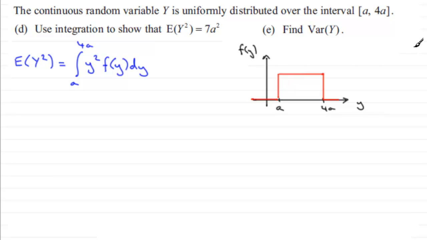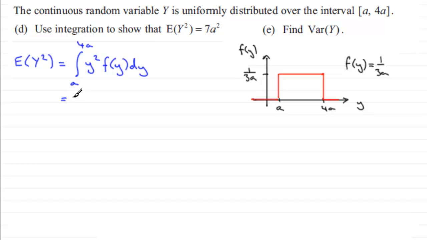So for f of y, we've got to work out the equation of this line, but we should be familiar with the fact that the area is 1. This length across here is 3a, so it's got to be 1 over 3a for the height. 1 over 3a multiplied by 3a would give us 1. So f of y is equal to 1 over 3a when y is in this interval, and it's 0 otherwise. So we can pick up on that.